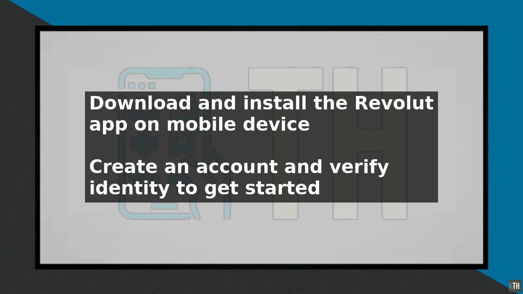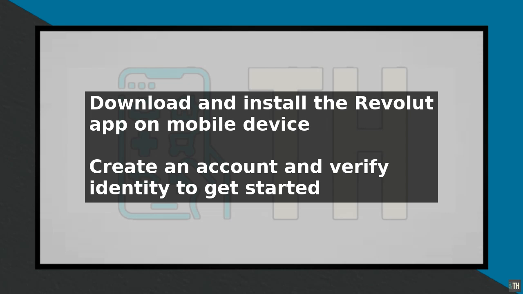To get started, you will need to download and install the Revolut app on your mobile device. Create an account and verify your identity. Once you have completed the sign-up process, you can deposit funds into your account using a debit or credit card, or by transferring money from your bank account.